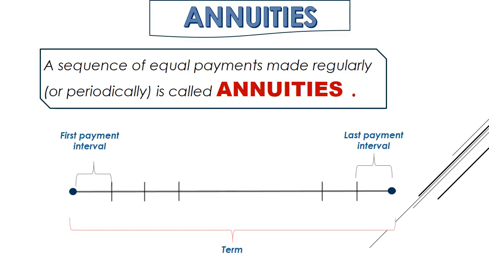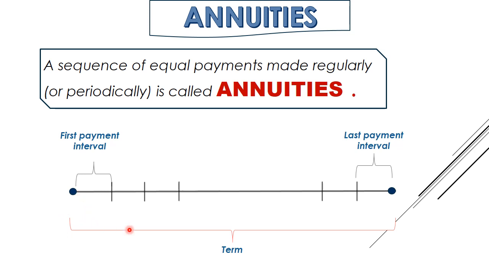A sequence of equal payments made regularly or periodically is called an annuity, and annuities are observed mostly in investments, insurance, retirement plans, and also in mortgages or other types of loans. What makes an annuity is its fixed payment made every period. As you can see in the illustration, from the origin date to the maturity date, the length of time is what we call the term, or the whole transaction period.